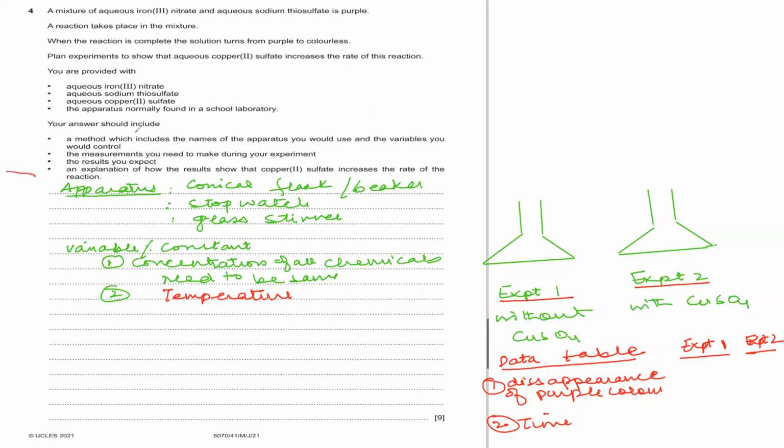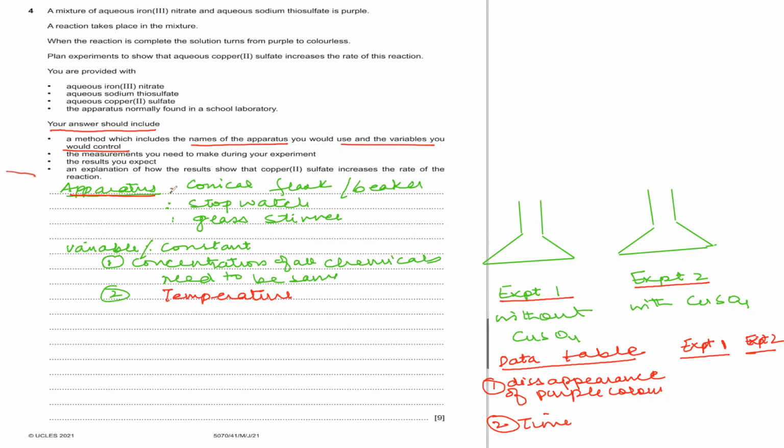It's clearly said in the exams, the examiner has clearly laid out his expectations. So let's read it once again. Your answer should include, number one, a method which includes the name of the apparatus. So you're supposed to write down the name of the apparatus and the variables which you will control. These two things should be clearly laid out in your planning. Instead of writing it in a paragraph, I have written it in the form of pointers.